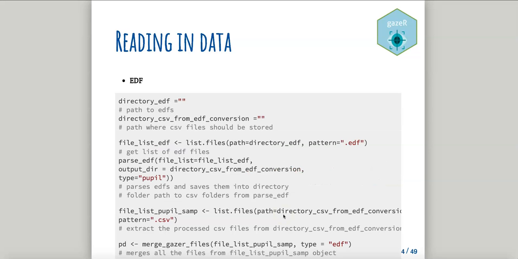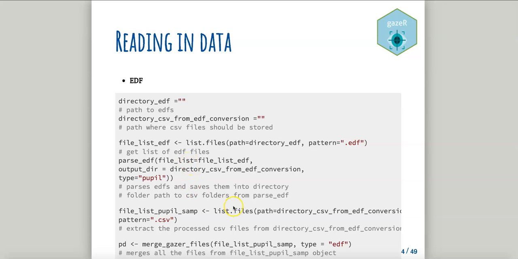You can also read in EDF files, but it's a little bit more complex and more involved. To read in the EDF files, you will need a path to your EDF files. You will also need a path for where you want your files stored once they're converted. And similarly to the data viewer files, you will need to save all of your files to an object. Here it's file list EDF. And then you're going to want to call the parse EDF function, which is actually going to parse your EDF files and save them into a directory.